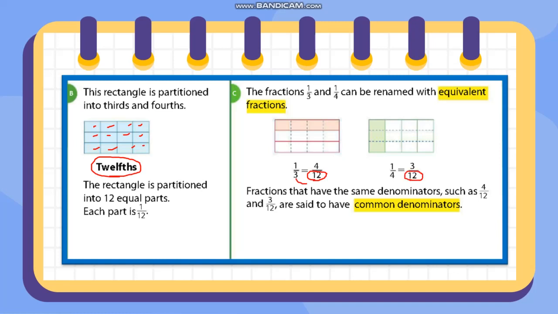Now, how does 3 become 12? It is multiplied by 4. So 1 multiplied by 4 is equivalent to 4. That's why the equivalent fraction of 1/3 is 4/12. Next, how does 4 become 12? It is multiplied by 3. So 1 multiplied by 3 is equivalent to 3/12. Fractions that have the same denominator, such as 4/12 and 3/12, are said to have common denominators. So the common denominator of 1/3 and 1/4 is 12.